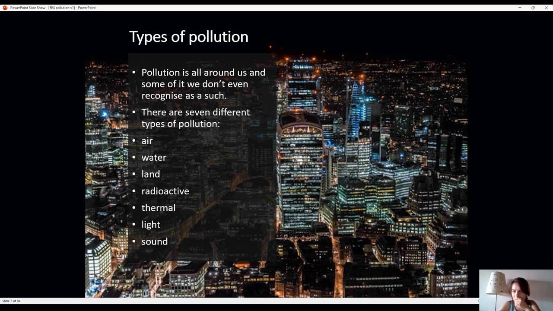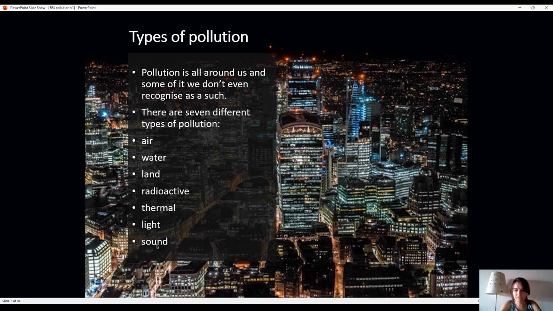But let's say our attention would be drawn to the top group, which is pollution associated with air, associated with water, and associated with land. And then we have radioactivity, which of course everyone is going to think of Chernobyl and Fukushima. But again, these are the big ones that we tend to think about. That's not to say that these bottom ones here are not important.